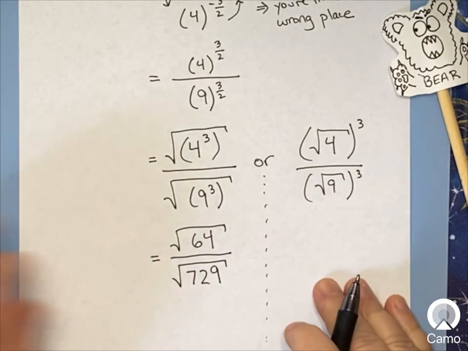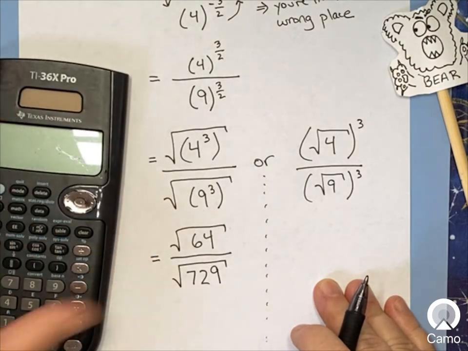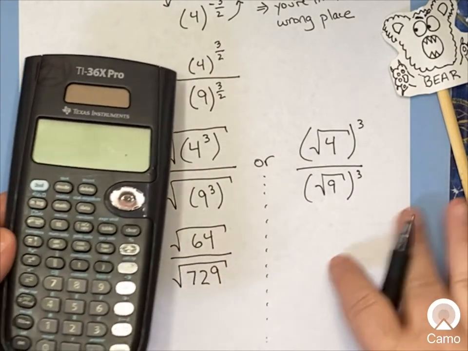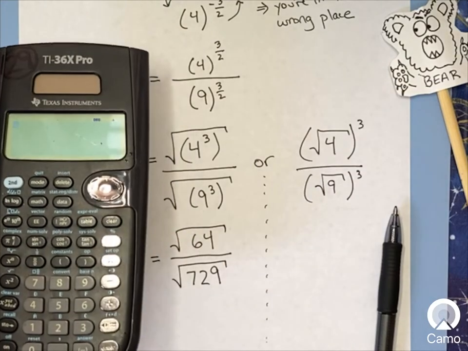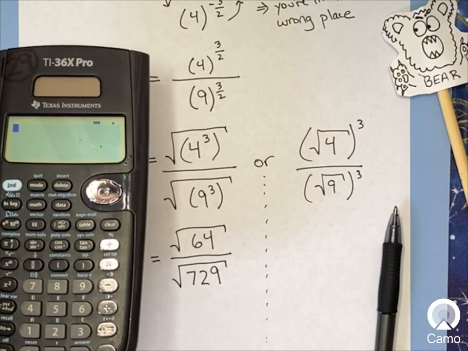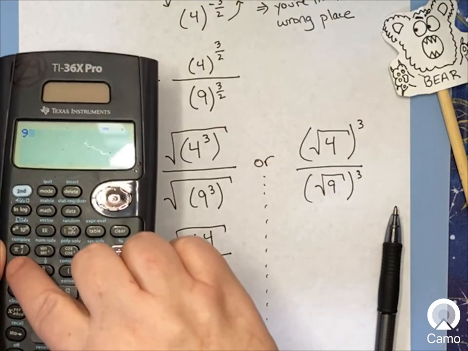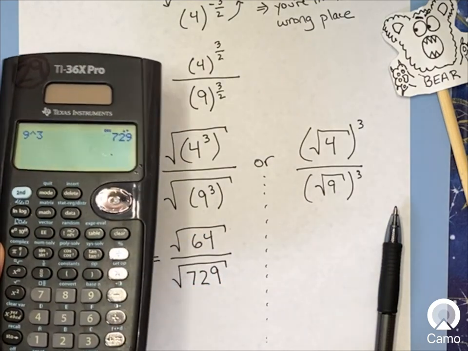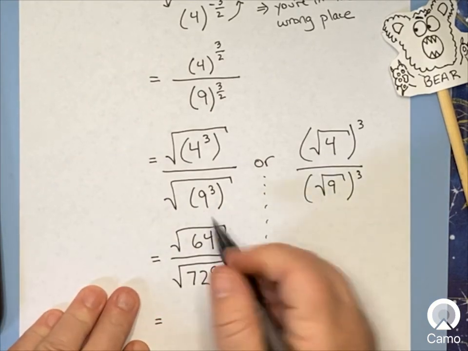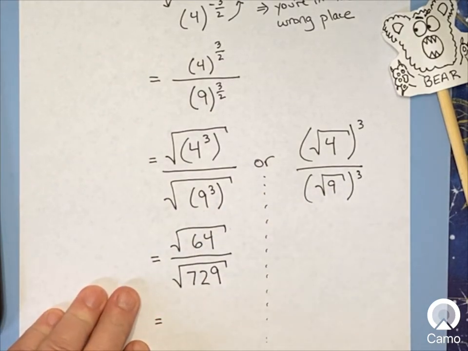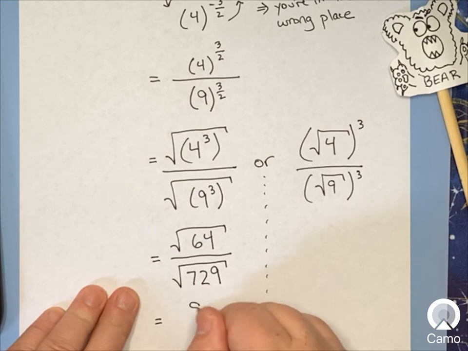And so that is going to be 729. However, as someone who has a tendency to make mistakes with my numbers, I can double check. 9 raised to the 3rd power is 729. Yay! Okay. And then I would take the square root of 64, by which I mean the positive square root of 64, which is 8.